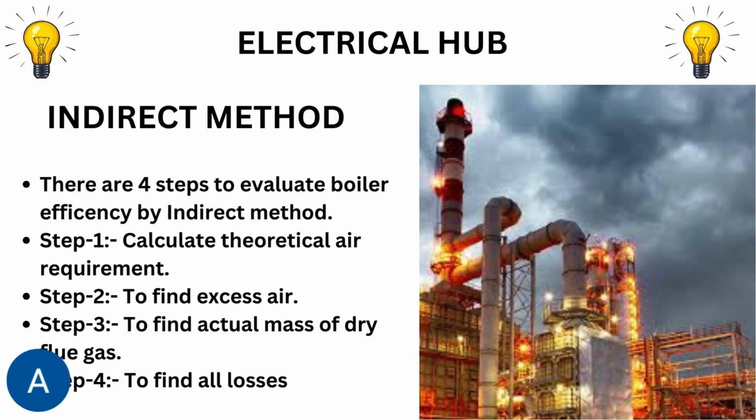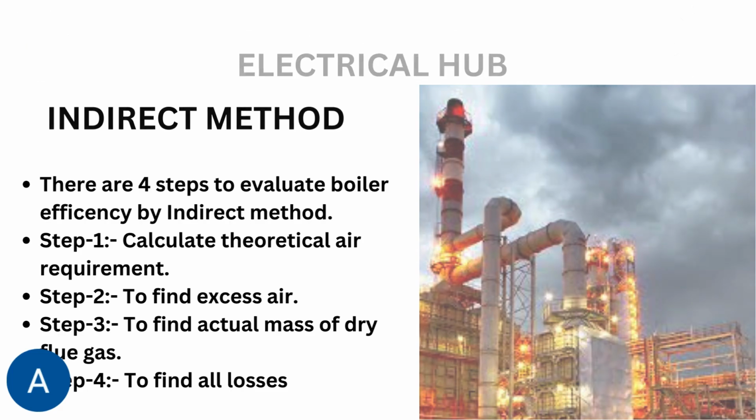So, how can we calculate the efficiency of the boiler by the indirect method? There are four steps to evaluate boiler efficiency by the indirect method. First is to calculate the theoretical air requirement. Second is to find the excess air. Step 3 is to find the actual mass of the dry flue gas. And fourth is to find all the losses. We will discuss each of the steps and then conclude the boiler efficiency by the indirect method.